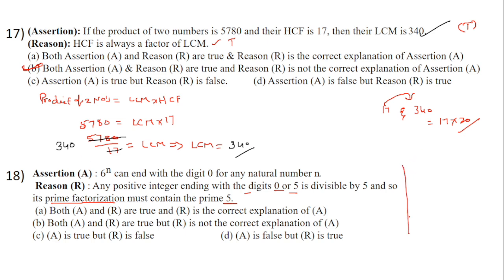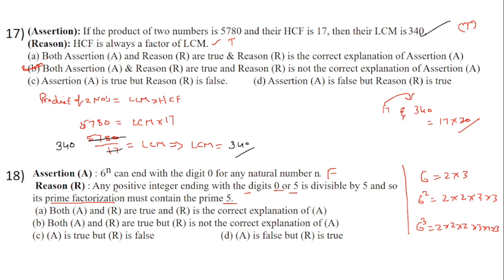Let us see, the prime factorization of 6 is 2 into 3. So suppose 6 square is 2 into 2 into 3 into 3. So suppose 6 cube is 2 into 2 into 2, 3 into 3 into 3. So 5 is not coming anywhere. So 6 power n can never end with 0. The assertion says 6 power n can end with 0. So it is false, absolutely false.